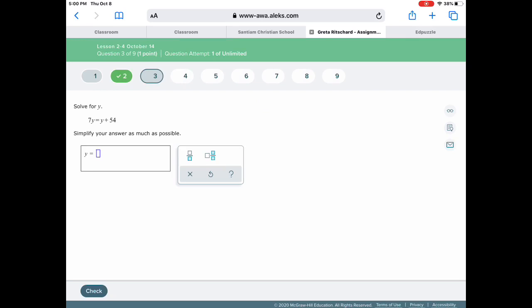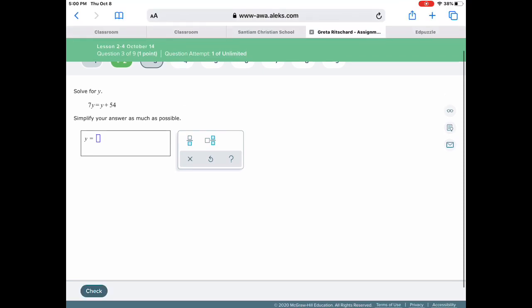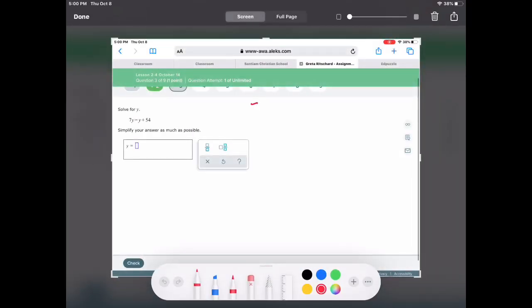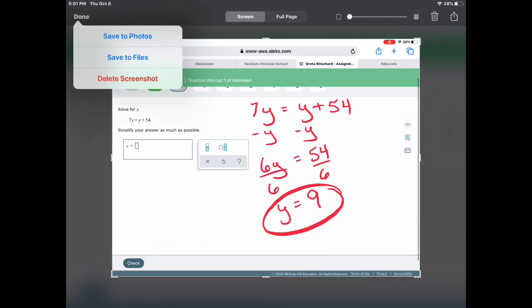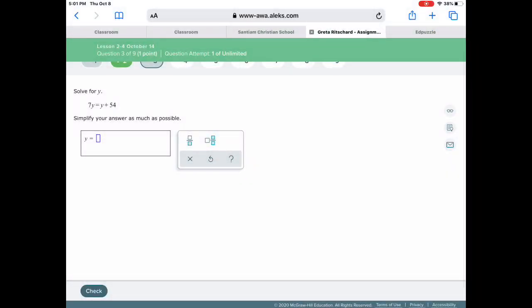Here we have another problem, so I'll just work that real fast. We got to get our y's together, so let's just go ahead and subtract a y. That's -1y. So now I have 6y equals 54. Divide by 6 and get y equals 9. Again, if that seems a little fast, make sure you've watched the video, and if you have and you have some specific questions, just let me know.